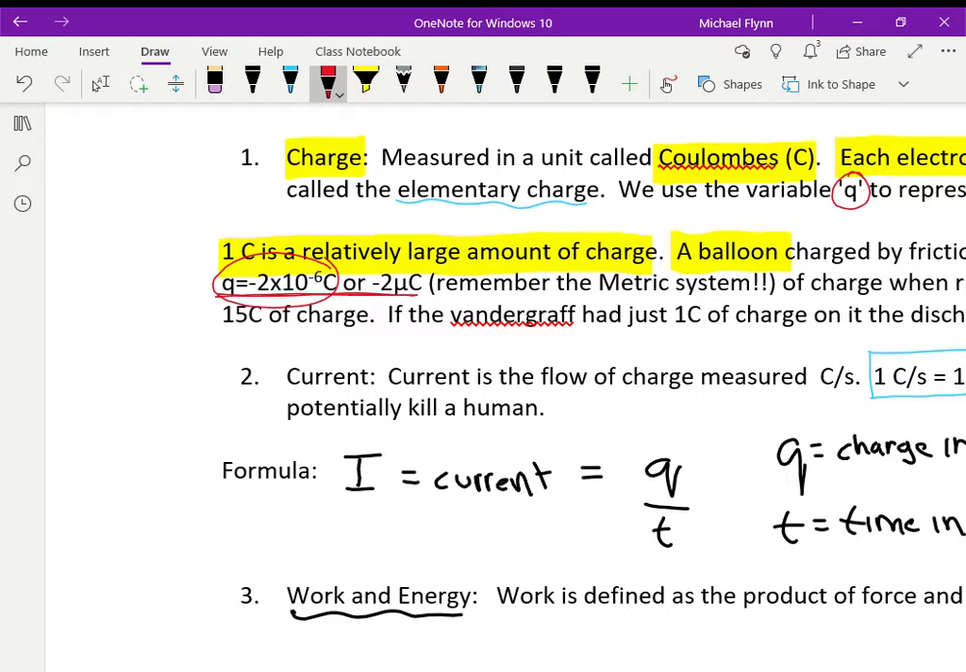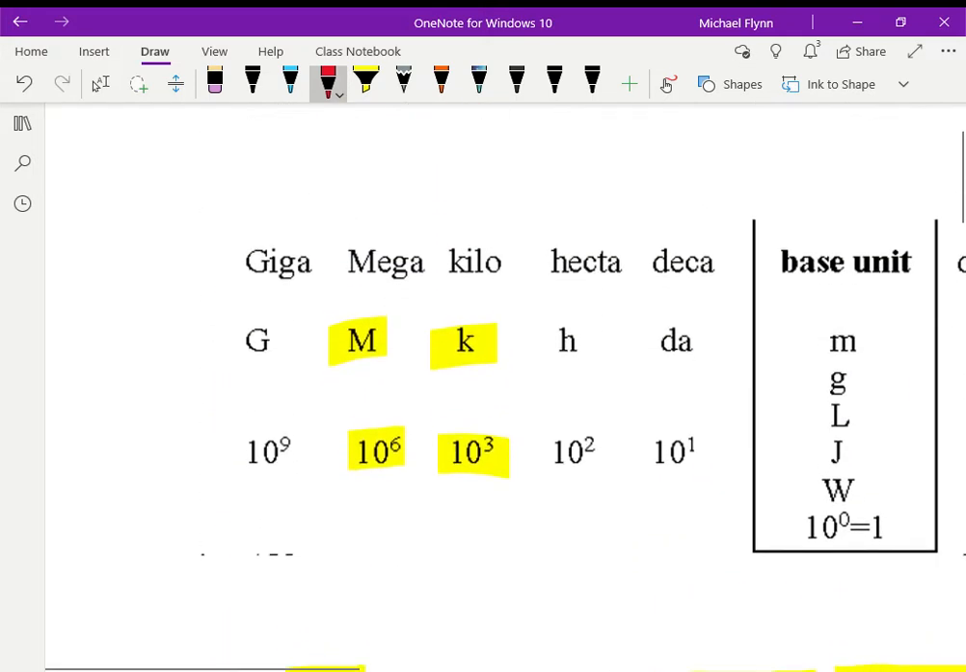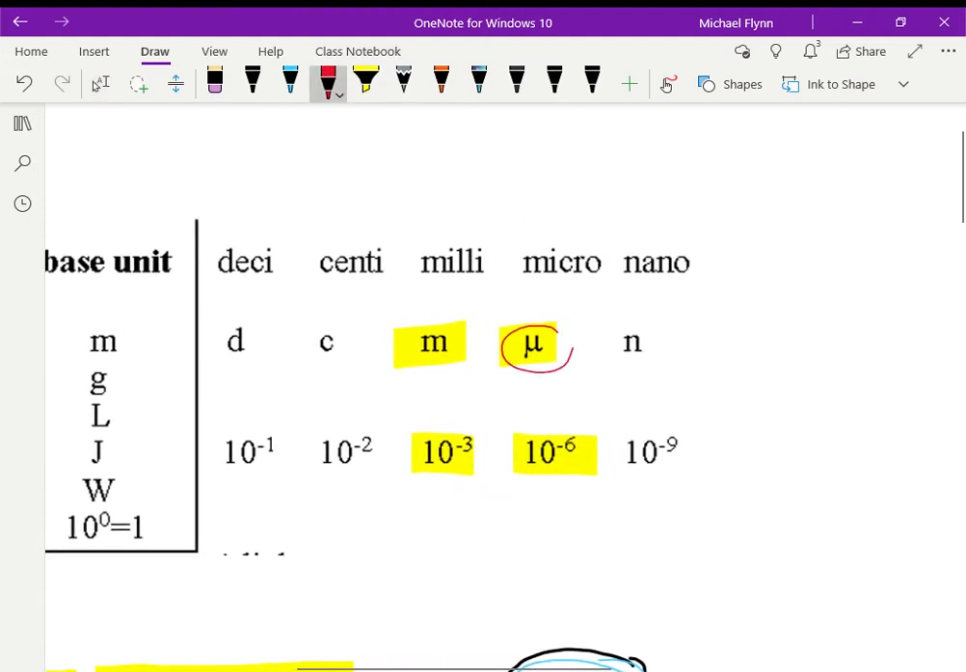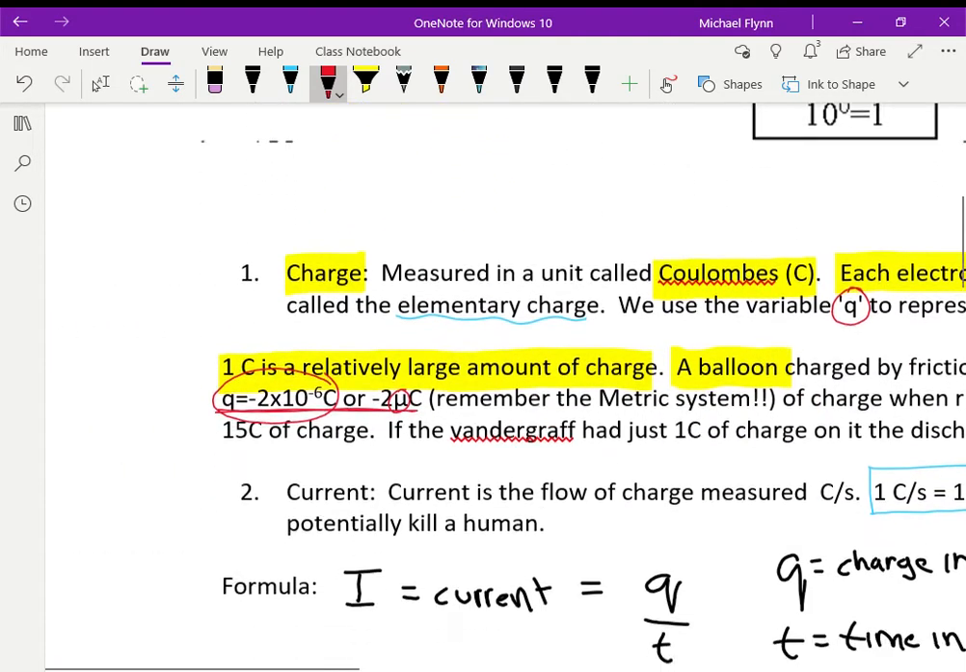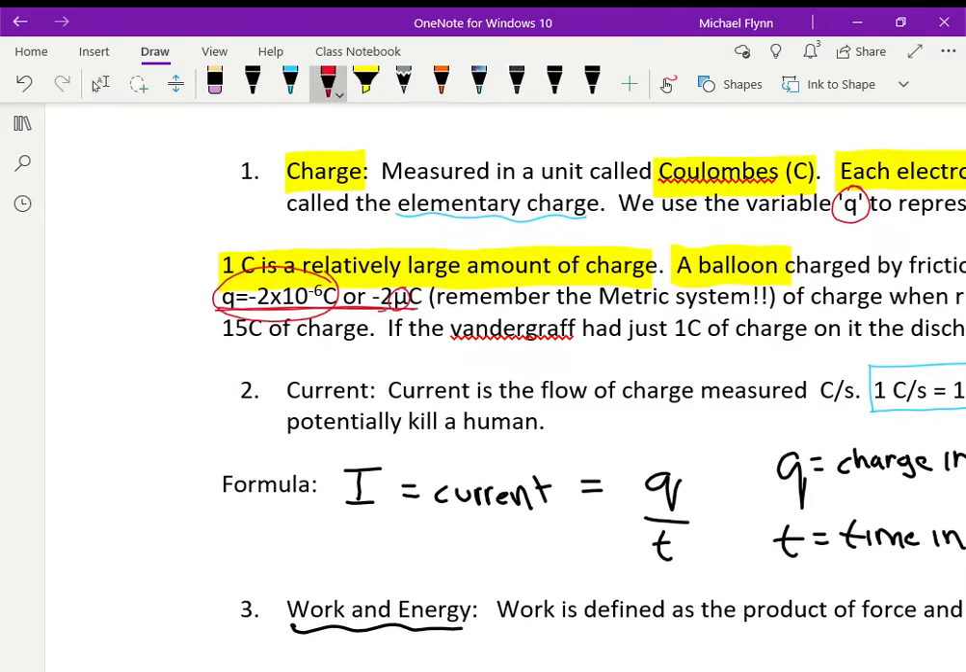So remember your metric system, the 1/millionth is this symbol right here, micro, it's 10 to the -6. So typically charges on balloons and Van de Graaff machines are measured in microcoulombs, 10 to the -6 coulombs.